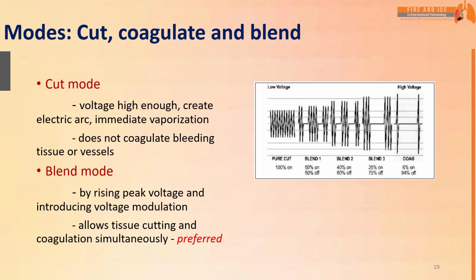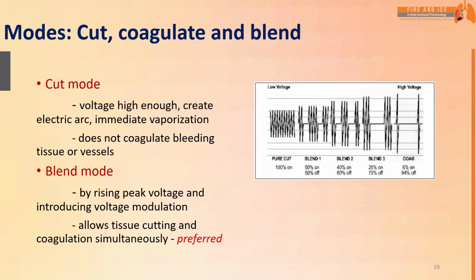Depending on the types of work we have to do, there are 3 modes of electrocautery. These are the cut, coagulation, and blend modes. So what is the cut mode? Cut mode only cuts the tissue without making any hemostasis. Coagulation mode coagulates the tissue, and blend mode does both cutting and coagulation.